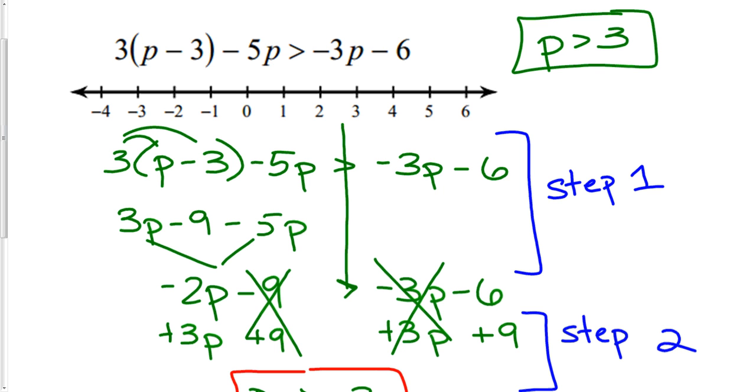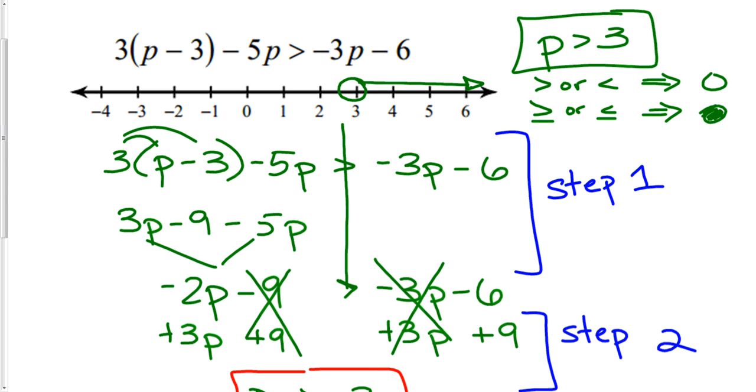So to graph this, I'm going to put a point on 3. Now, because I'm strictly greater than, I'm going to have an open circle. If it's greater than or less than, you use an open circle. If it's greater than or equal to or less than or equal to, you use a closed circle. So I'm going to start with an open circle on 3 because p is greater than 3, not equal to. Now because p is greater than 3, I'm going to go to the right.